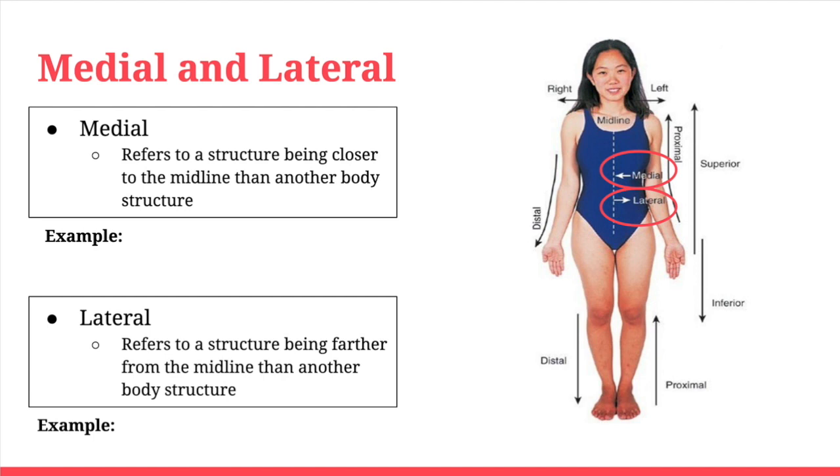Our next pairing of opposite terms is medial and lateral. If you think of medial like middle, medial refers to a structure being closer to the midline of the body than another structure. So the midline of the body would just divide the body into even, or as close to even, right and left portions as possible. So going right down the center of the body would be the midline. A structure being closer to the midline of the body would be medial.